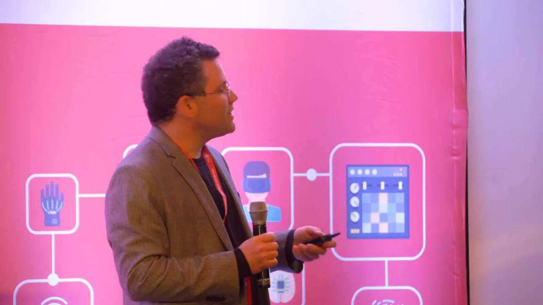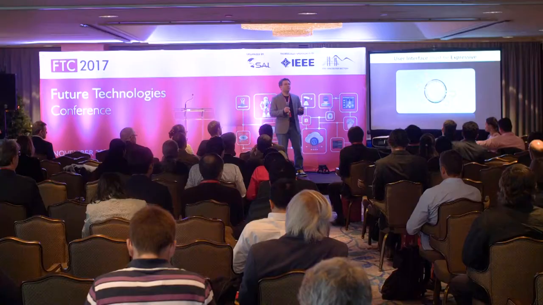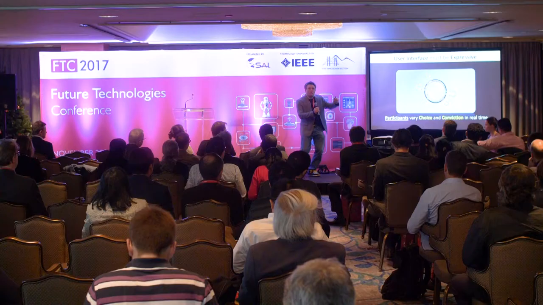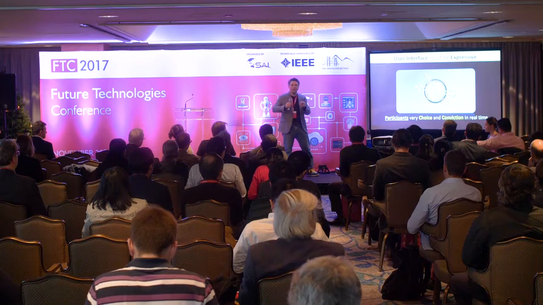And it's an unusual interface, but the important thing is that the interface had to be expressive. And so when people control these magnets, and they do it either with a touchscreen or a mouse or on their phone, when they control these magnets, they can vary both the direction and the distance. So they're controlling the magnitude of their choice and the level of conviction they have in wanting to pull the whole swarm in a certain direction.